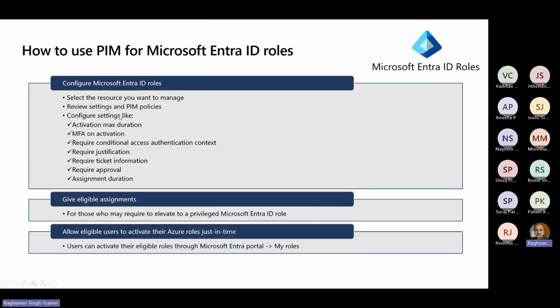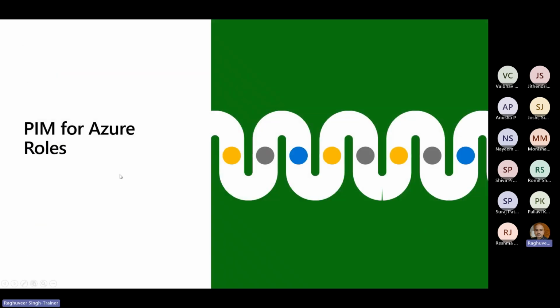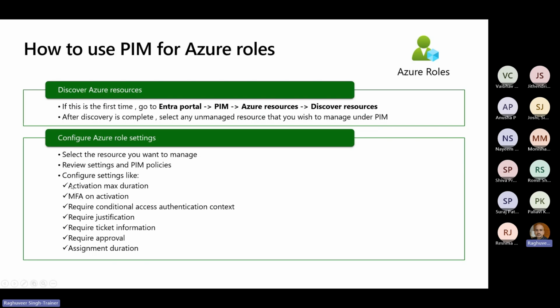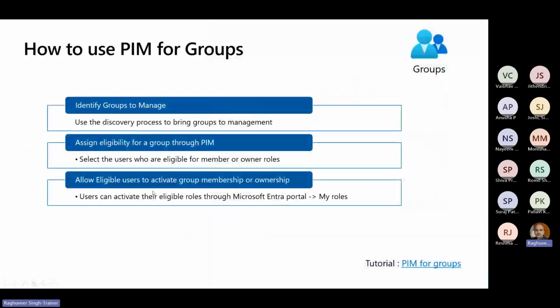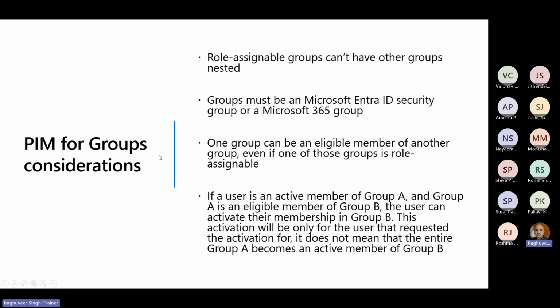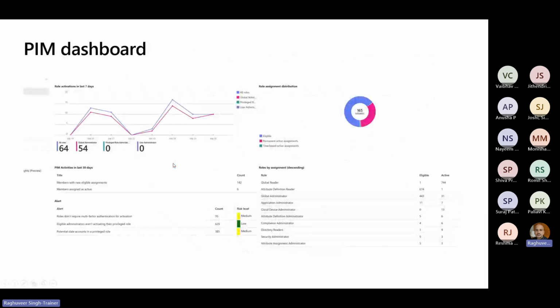This is PIM for Microsoft Entra ID roles. You can configure Microsoft Entra ID roles in PIM, and then you can decide whether MFA will be done on activation, what will be the maximum duration, whether it requires conditional access, justification, ticket number, require approval, assignment, all that is there. Similarly, PIM for Azure roles is also there. The same capabilities you can configure here also. PIM for groups, I will explain all of this. PIM for groups considerations, some considerations are there. This is how the PIM dashboard looks.